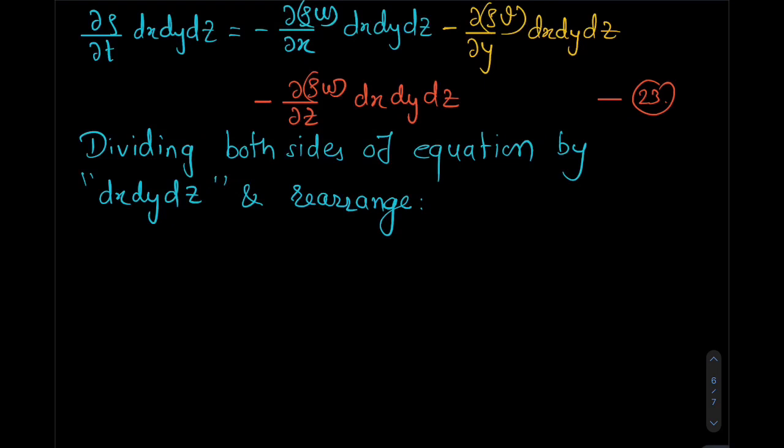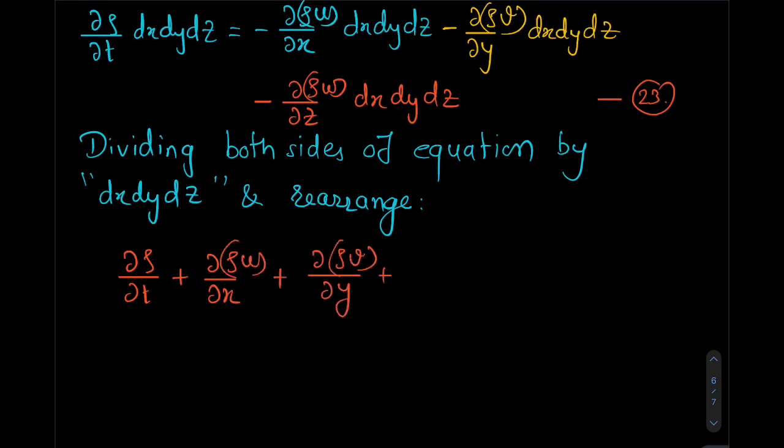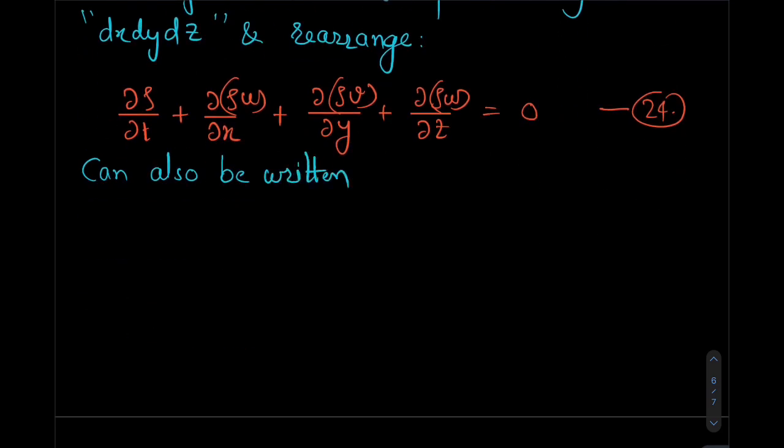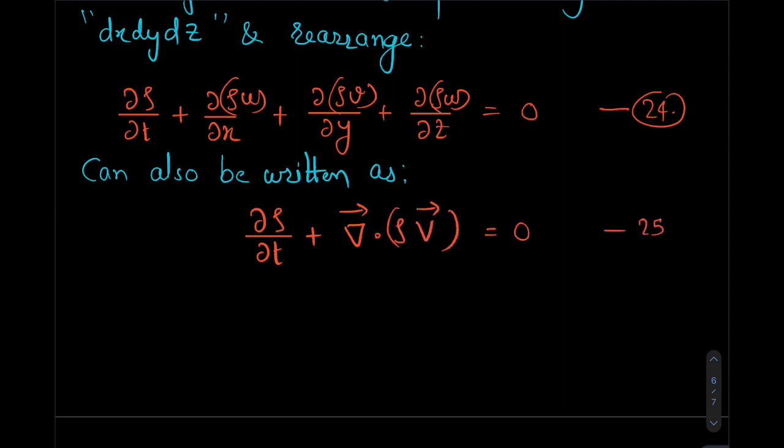So we have now d rho dt plus partial over partial x of rho u plus partial over partial y of rho v plus partial over partial z of rho w equals 0. And this is actually the final form, which we call the Eulerian form of conservation of mass in differential form. It can also be written as d rho dt plus del bar dot rho v bar equals 0.